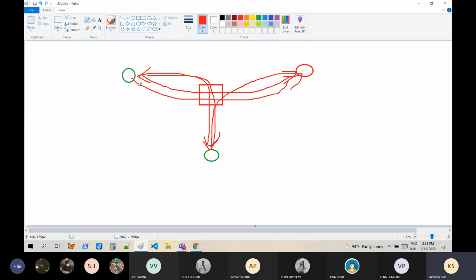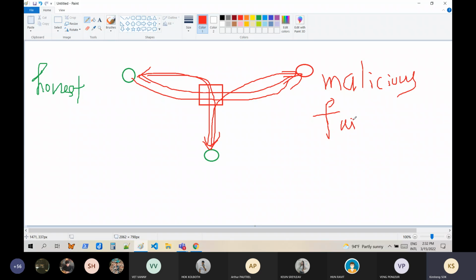But within the 3 generals, one is not good. Normally the green one we call an honest one: an honest general, honest computer, honest node, something like that. But if the computer is not good, we call it malicious, or we call it failure. Normally you can see it as F. F means fail, faulty or failure, something like that.